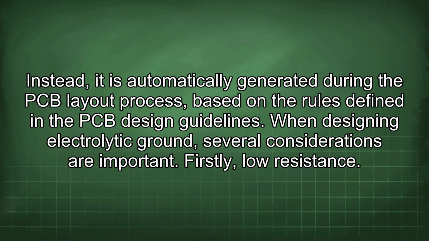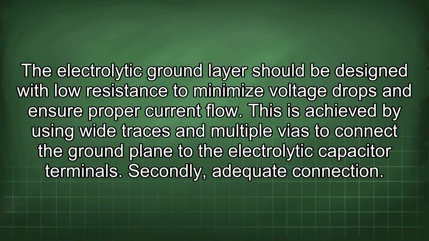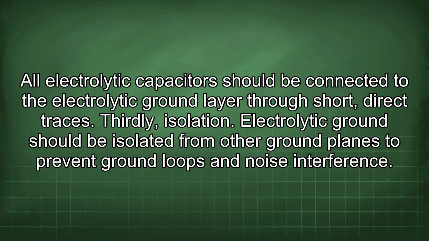Firstly, low resistance. The electrolytic ground layer should be designed with low resistance to minimize voltage drops and ensure proper current flow. This is achieved by using wide traces and multiple vias to connect the ground plane to the electrolytic capacitor terminals. Secondly, adequate connection. All electrolytic capacitors should be connected to the electrolytic ground layer through short, direct traces. Thirdly, isolation. Electrolytic ground should be isolated from other ground planes to prevent ground loops and noise interference.